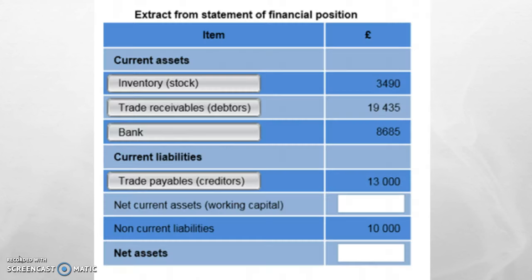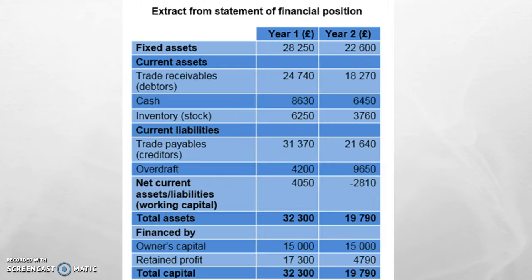So a question might come up in the exam which said, give me some examples of current assets. So make sure that you know that we're thinking about inventory, which is stock, trade receivables, which is your debtors, and also cash in the bank. So you might want them as some examples, so you could make some notes.